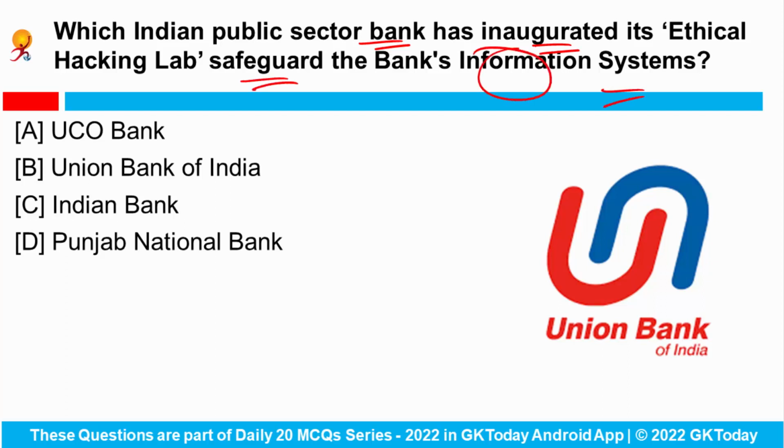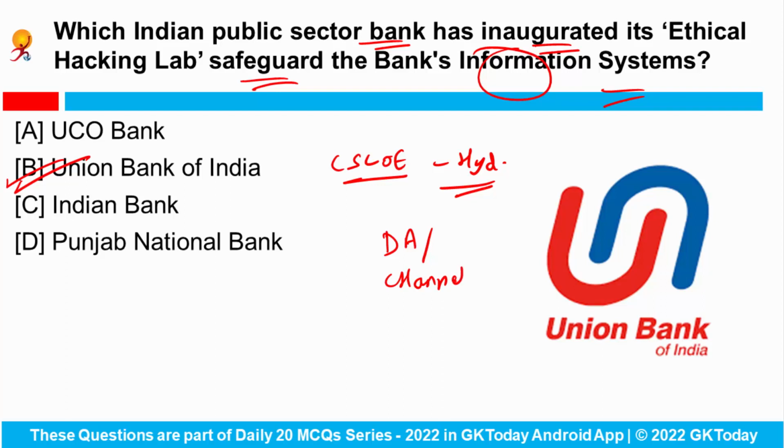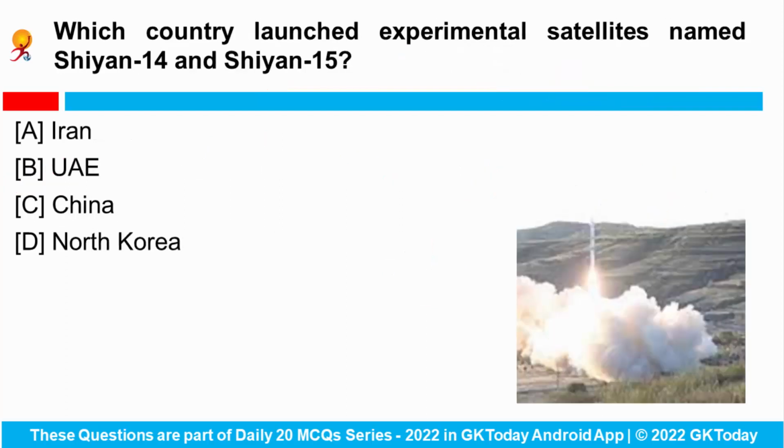Next is, which Indian public sector bank has inaugurated its ethical hacking lab to safeguard the bank's information systems? So the Union Bank of India inaugurated the ethical hacking lab at the Cyber Security Center of Excellence, where? In Hyderabad. This lab is equipped with cyber defense mechanisms and it will protect the bank's information system, digital assets and channels against cyber threats. So Union Bank of India has inaugurated its ethical hacking lab to safeguard the bank's information system.